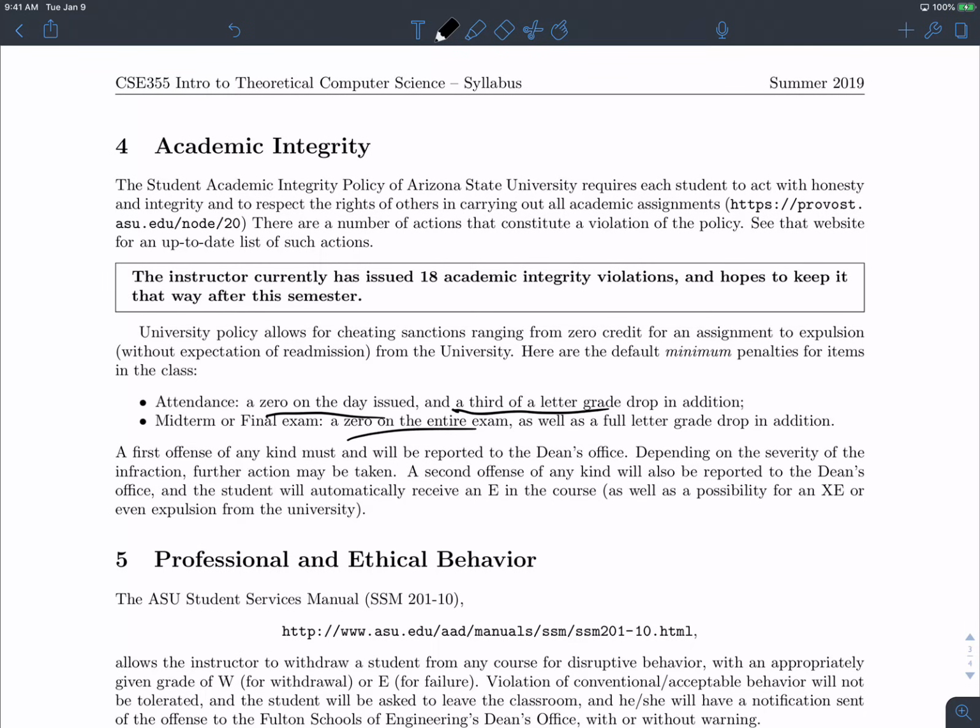My policy is do not disturb the person next to you, because they're trying to concentrate, and if you disrupt their concentration, that's not a good thing. Anything else about academic integrity?